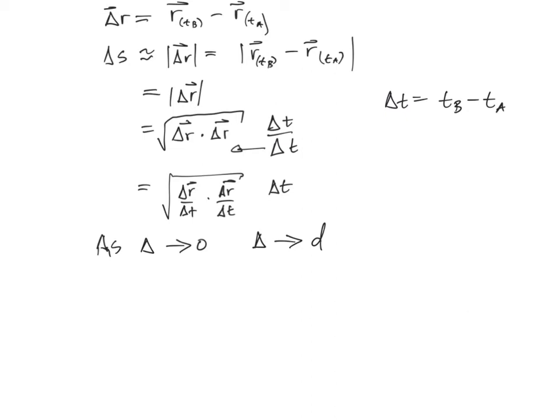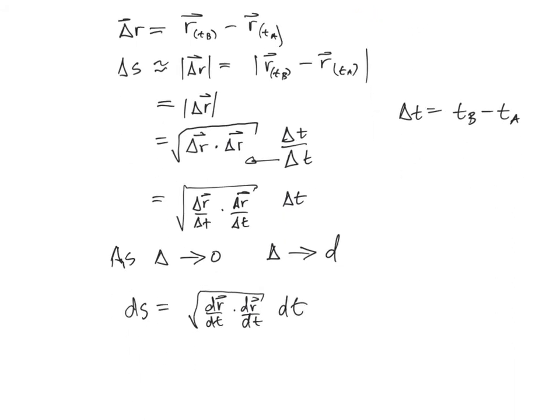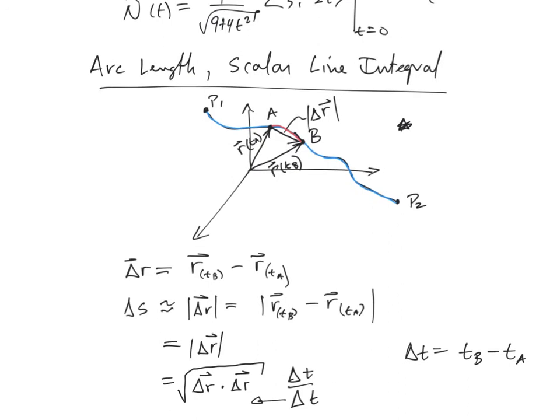Okay, so now we can write that instead of delta s, we have ds is equal to, instead of delta r over delta t, we got dr by dt dot dr by dt dt. So what we've done is we've found an expression for ds, where ds is this red arc length, as A and B get really close together. ds is this small arc length. We've written the small arc length in terms of some number times dt, where dt is the difference in the parameter t between point A and point B.